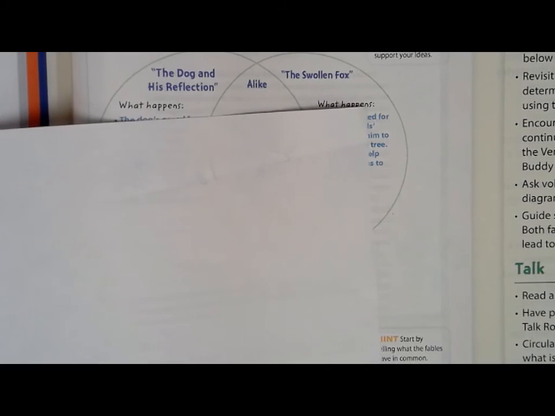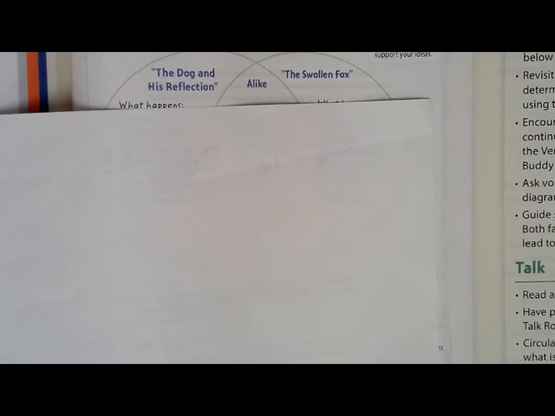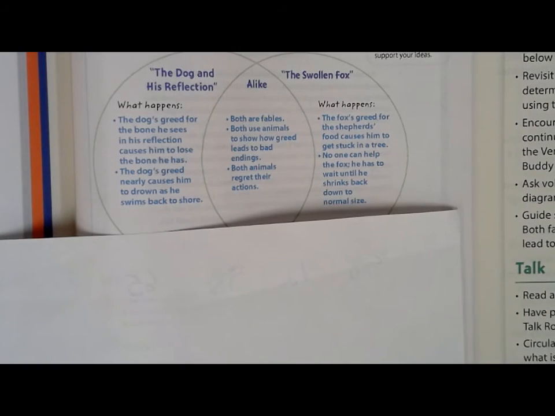And now, how are the two stories alike? They're both about greed. They're both fables. They both use an animal to teach a moral. And both the dog and the fox regret their decision. The dog's like, "Man, I wish I hadn't dropped my bone." And the fox is like, "Wow, I wish I hadn't eaten all this. Now I'm stuck in this tree by myself." So they both regret the decision they made. Both are fables, both use animals to show how greed leads to bad endings, and both animals regret their actions. You can write it in the words that I said, you can write it in your own words, or you can write it in the words on the answer key.